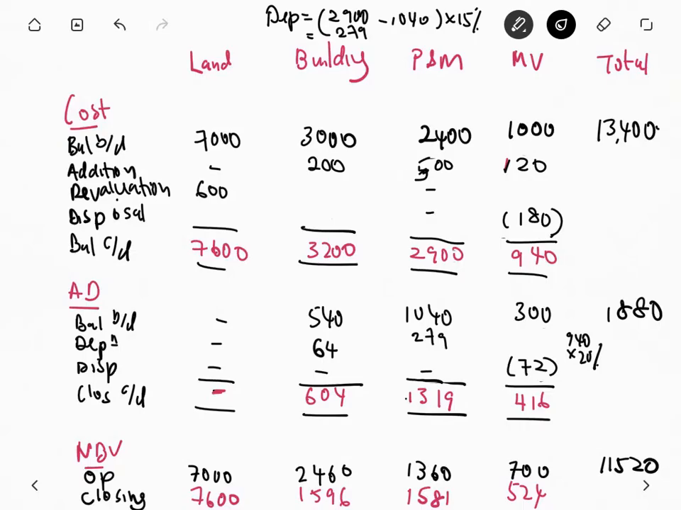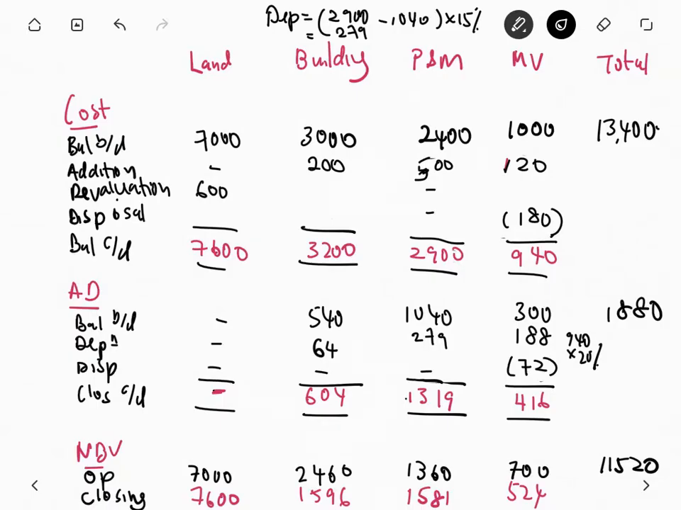940 times 20 is 188. So 300 plus depreciation, minus the disposal. So closing cost, closing accumulated, closing net book value. So add across, how much? 820. Revaluation is 600.